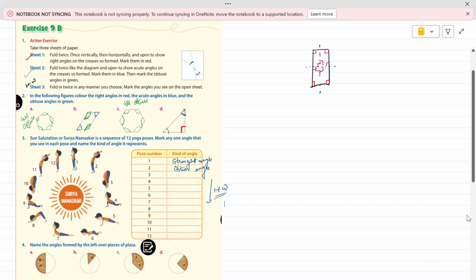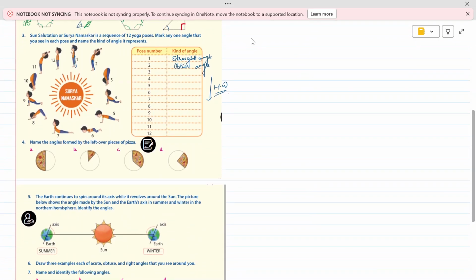Okay, now coming to question number 4, we see here, name the angles formed by the leftover pieces of the pizza. So that is the one which is not colored is the leftover part. Sorry, we have to see the leftover part. So leftover part is the one which is colored. This is the leftover part and we have to show what angle it is forming. So kids, when you see there, this is a complete straight angle, right? So I'm writing straight angle here.